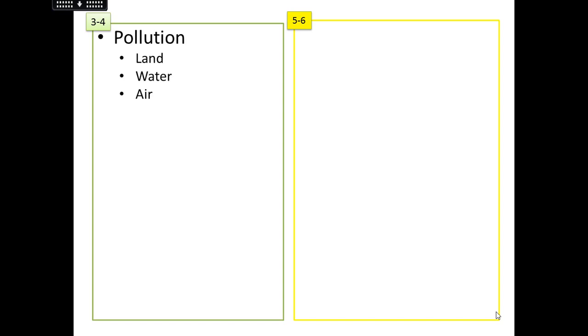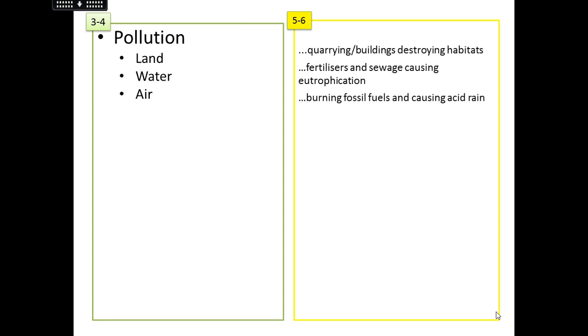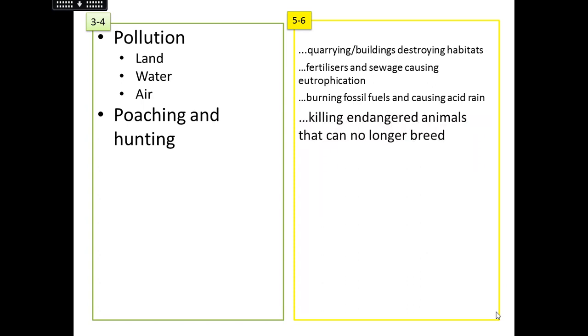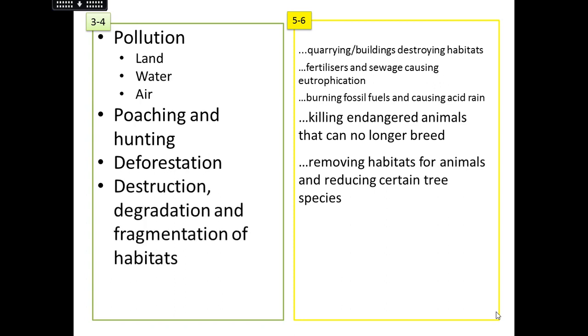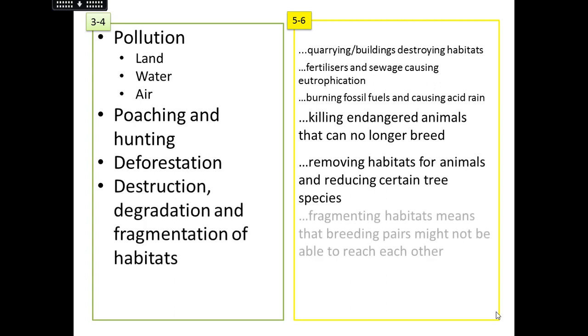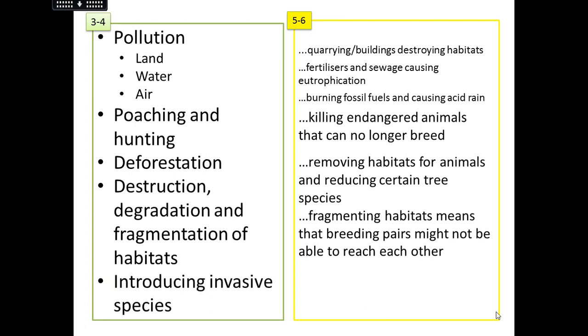So we're doing a lot of activities that cause pollution. So land such as quarrying, buildings, they destroy habitats. The water, the fertilizer and sewage causing eutrophication. The air, we're burning fossil fuels, causing acid rain, all that sort of stuff. We're poaching and hunting, which is obviously killing endangered animals and then they can't go on to breed. Deforestation, not only is that obviously reducing certain tree species, but we're removing habitats. The destruction, degradation and fragmentation of habitats means that breeding pairs might not be able to reach each other, for example. And lastly, introducing invasive species.